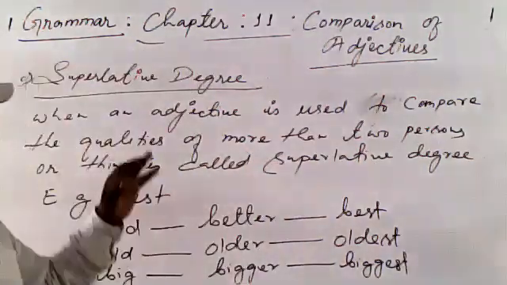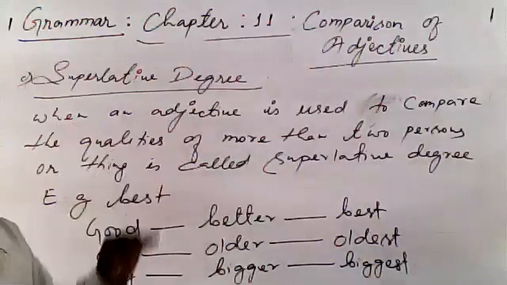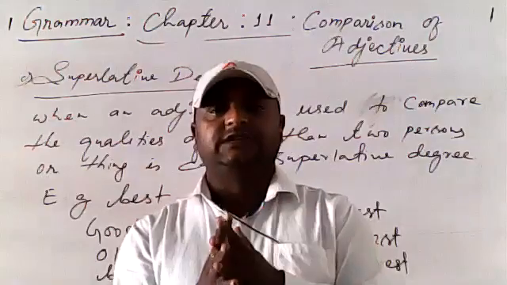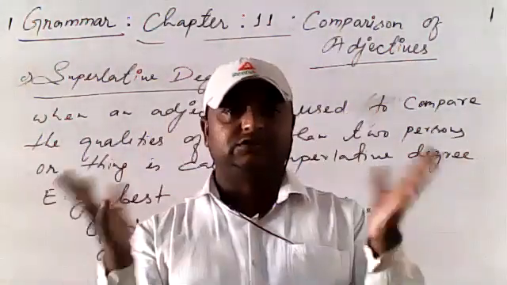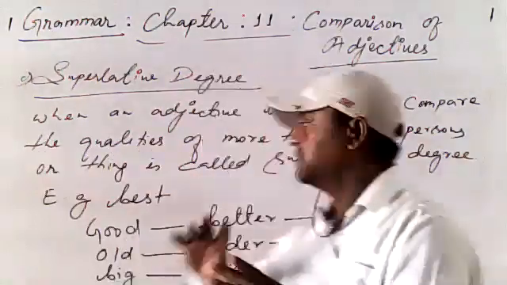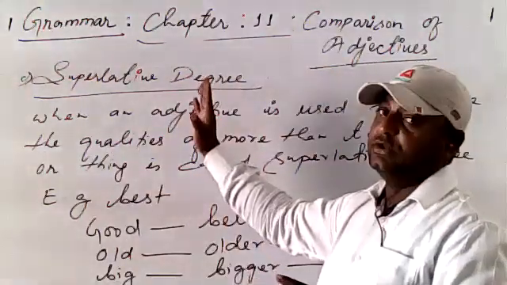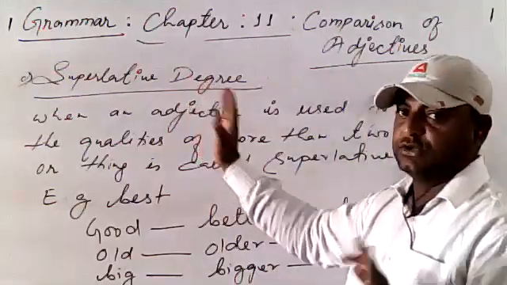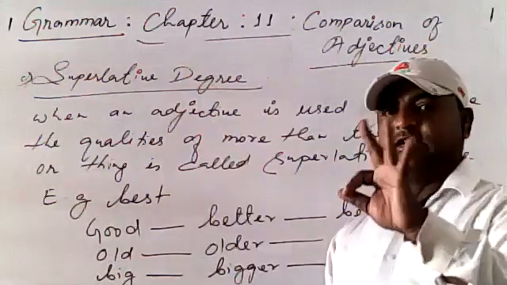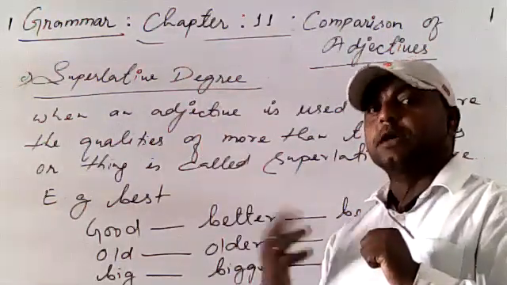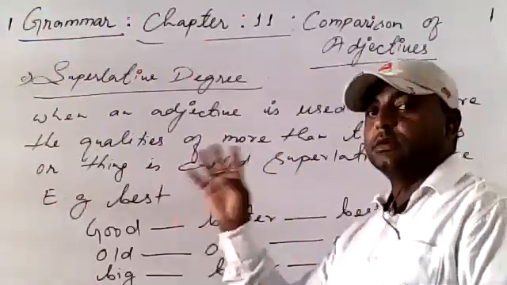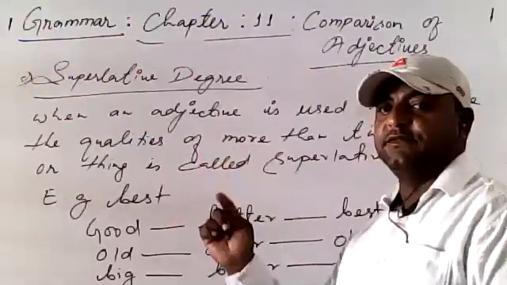Now students, look here. When an adjective is used to compare, when we are using any adjective for comparing more than two things, do se adhik cheezon ka agar hum comparison mein laate hain, to us samay hum kya use kar sakte hain? Superlative degree. Students, we are using superlative degree at that time. Okay. Now, students, look at the board. What I want to say is that in adjective, there are three types of degree for comparison. One is positive degree, one is superlative degree, and one is what? Positive degree, comparative degree, and superlative degree.